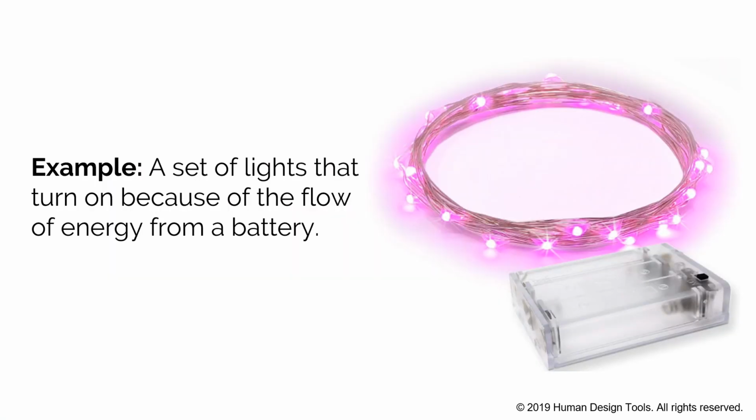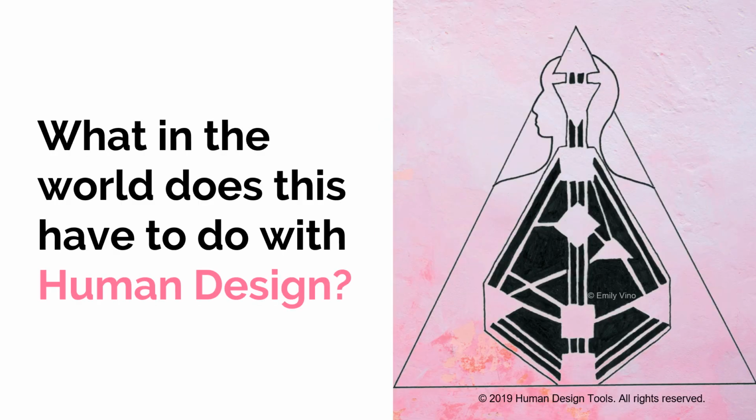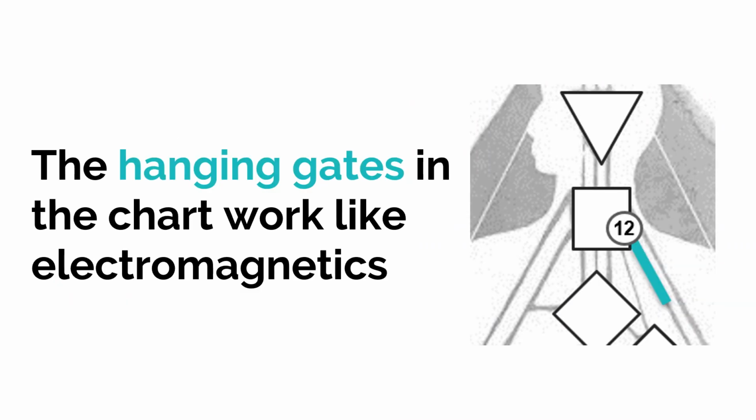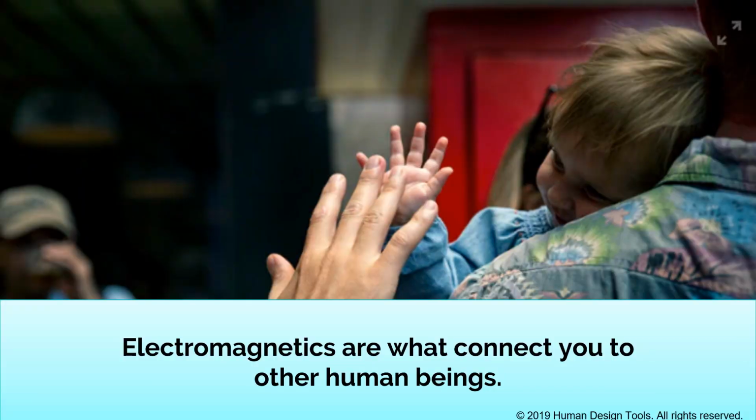An example of this would be a set of lights that turn on because of the flow of energy from a battery. So it's temporary, as in it will only turn on when there's a flow of energy. If you took the batteries out, it wouldn't work anymore. So what in the world does this have to do with human design? I'm going to show you how that works in a second here. The hanging gate in the chart works like the electromagnetics, and electromagnetics are what connect you to other human beings.